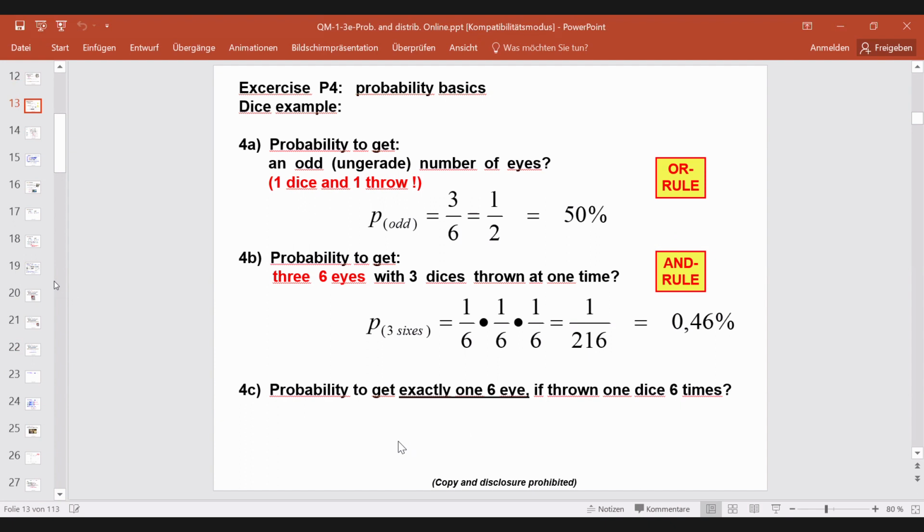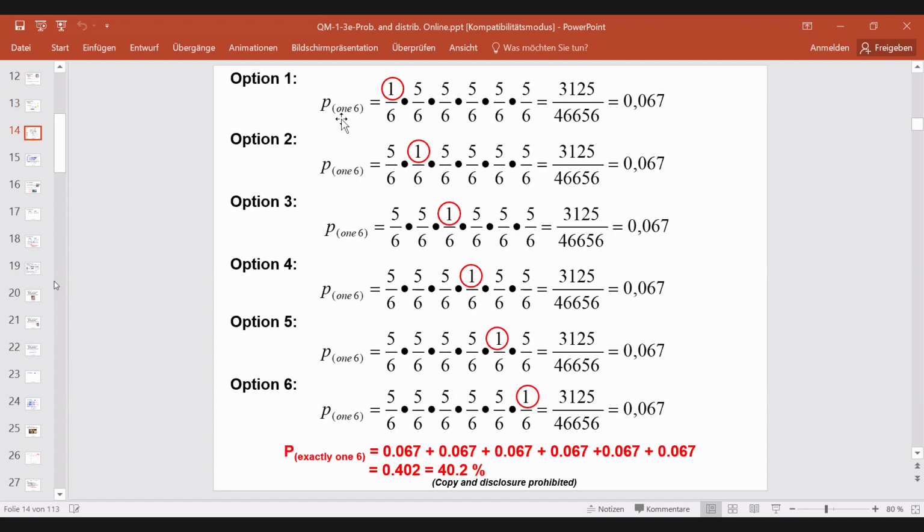Okay, now the last question: what is the probability to get exactly one six if one die is thrown six times? Exactly one six if thrown one die six times. Well, you have six options because you throw it six times. The first option is that you get the six at the first throw. The probability for that is 1 to 6.